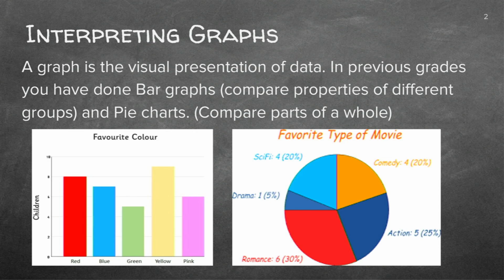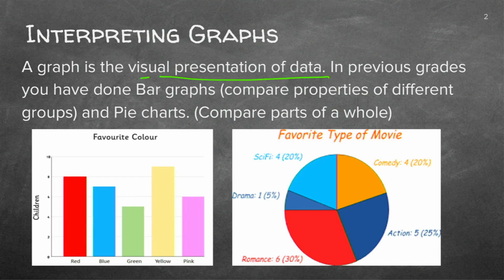Now, what is a graph? A graph is a visual representation of data. In previous grades, you have done bar graphs, where you compare properties of different groups. So in this one, we want to know the favorite color of the children, right? We can see that yellow was the most favorite color in this study.